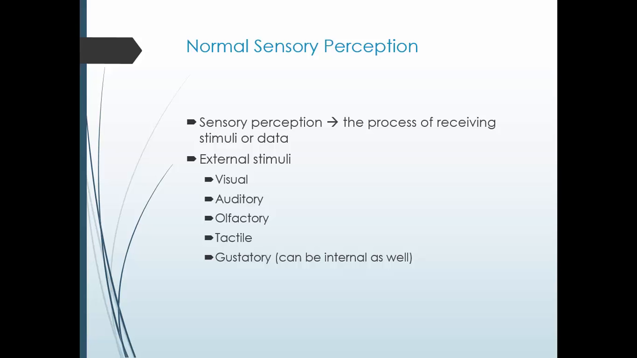Sensory perception is the process of receiving stimuli or data. The stimulus is either external or internal or both. Some of your external stimuli is visual, which is sight, auditory, which is hearing, olfactory, which is smell, tactile, which is touch, and gustatory, which is taste, and it can also be internal as well.